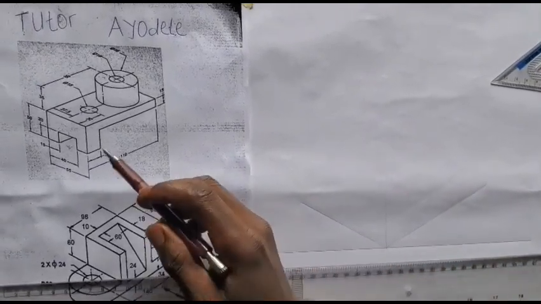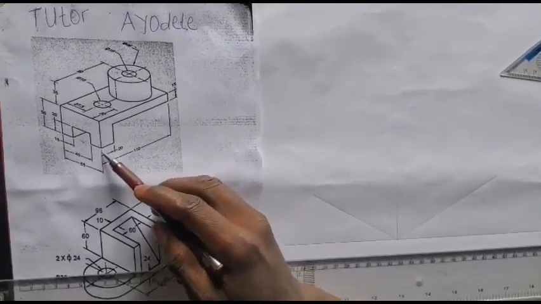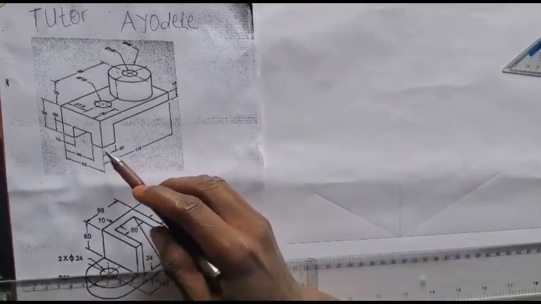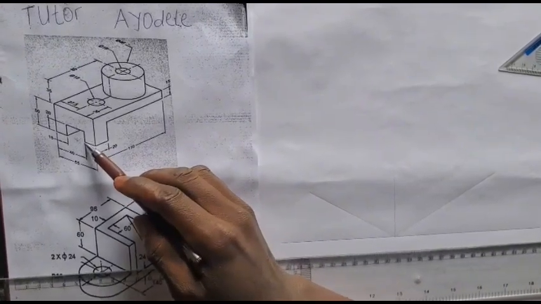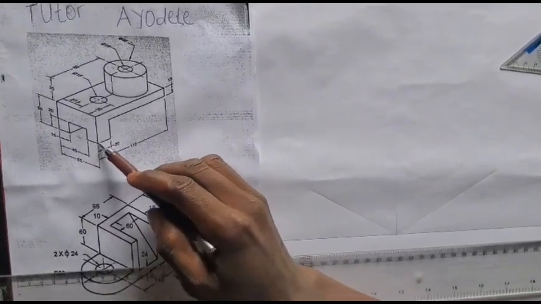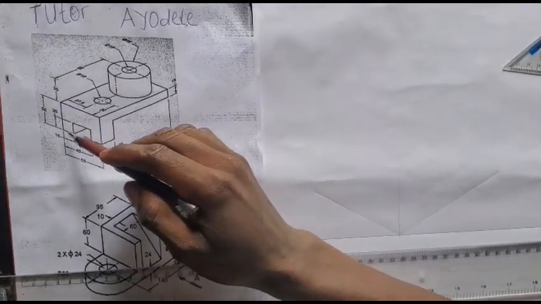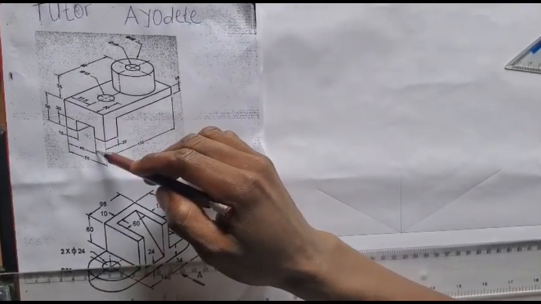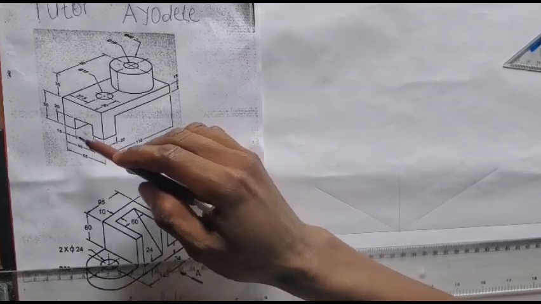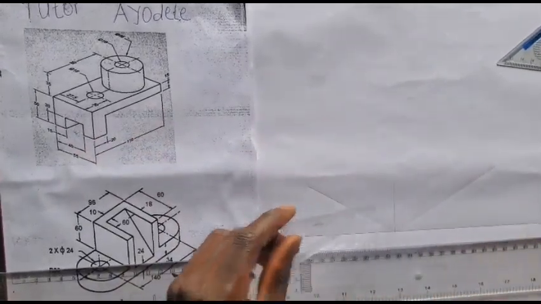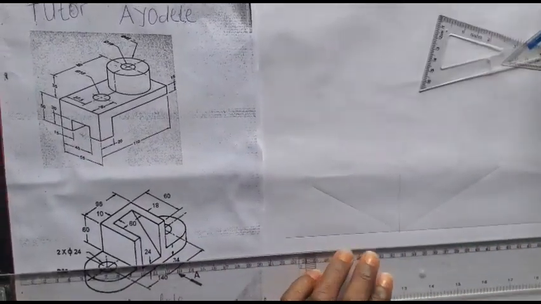Now, we cannot take measurement. You can see that from here to here is given 20. And from this edge to this edge is 55. And we are told that from here to here is 40. That means here to here is 15, here to here is 15. Okay, so let's go.